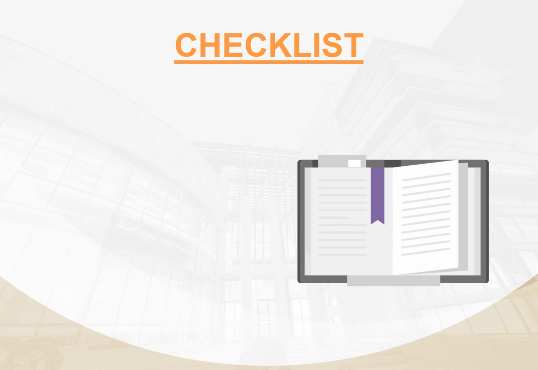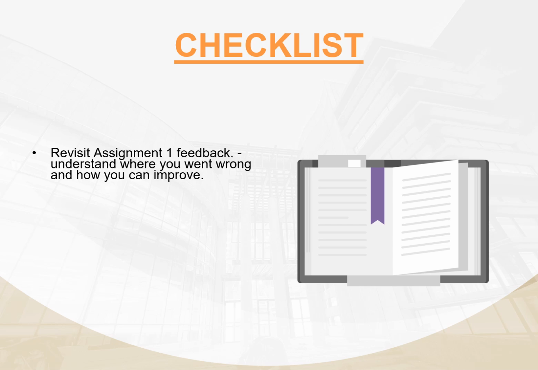So as you begin working on assignment 2, I think it's essential to take a moment to reflect on assignment 1, not just the grade you received, but the feedback that came with it. Feedback is one of the most valuable tools in improving your academic writing and learning how to meet expectations more effectively. So you want to start by revisiting your assignment 1 feedback.